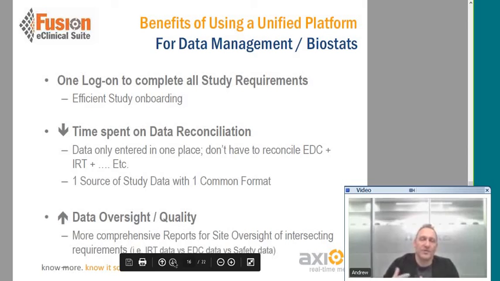Also, as a critical component, the ability for data management to have comprehensive data reports every minute of the day simplifies the overall study and, of course, leads to higher quality data.